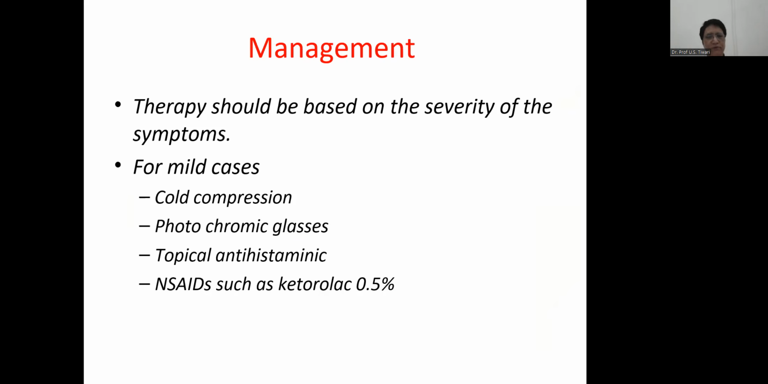And how do we manage a case of VKC or vernal keratoconjunctivitis? The therapy should be based on the severity of the symptoms. After all, we know that it is a question of only symptomatic control of the disease. And adding a lot of steroids can lead to more harm. So one has to be careful. For mild cases, we recommend cold compresses, photochromic glasses, or any such protective glasses. We can add topical antihistaminics. We can also prescribe topical NSAID preparations such as ketorolac 0.5%.